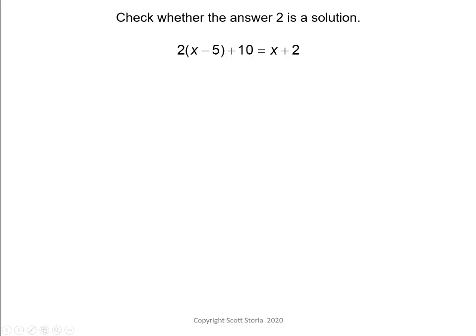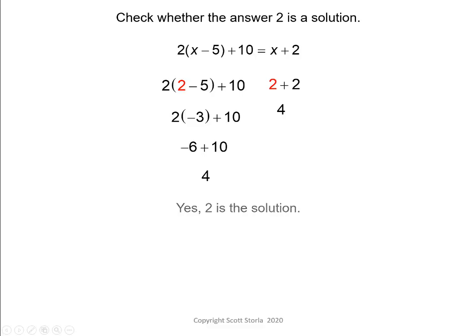It's your turn now. Please check whether 2 is a solution for this equation. Starting on the left, I substitute 2 for x. I simplify inside the parentheses. I multiply and then add. The left side simplifies to 4. Over on the right, I substitute and add. Again, I get 4. That tells me 2 is the solution, and so here's my solution set.